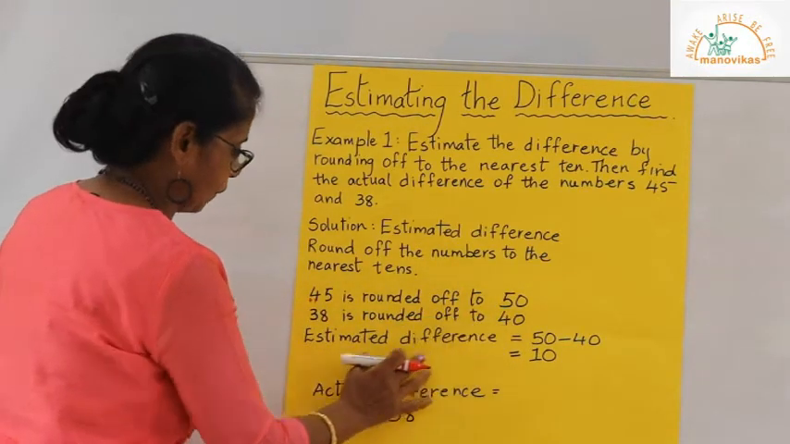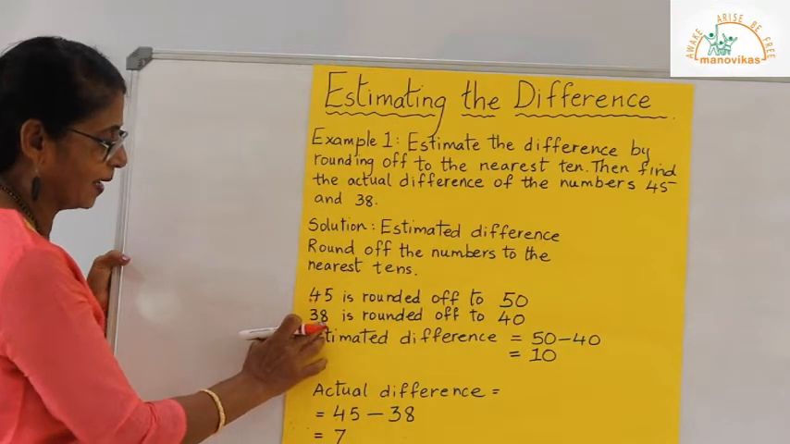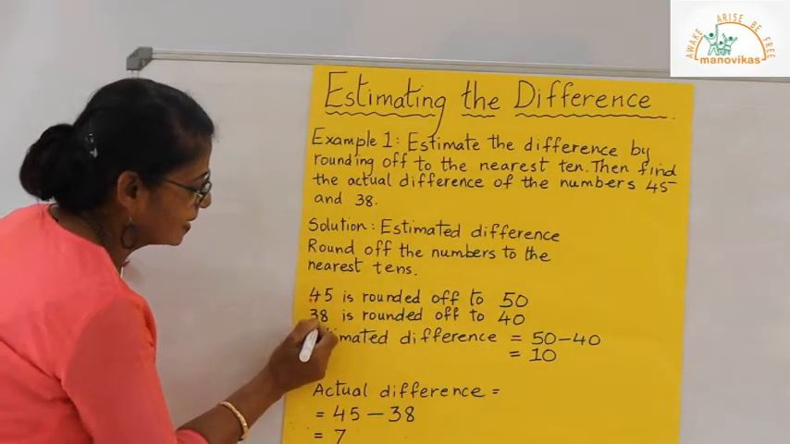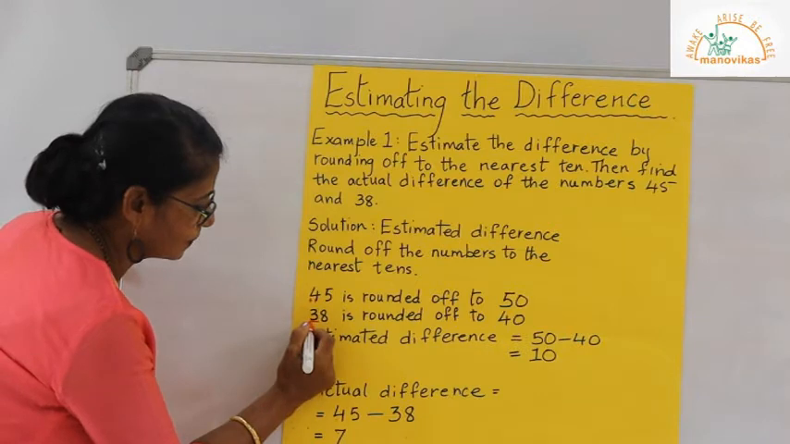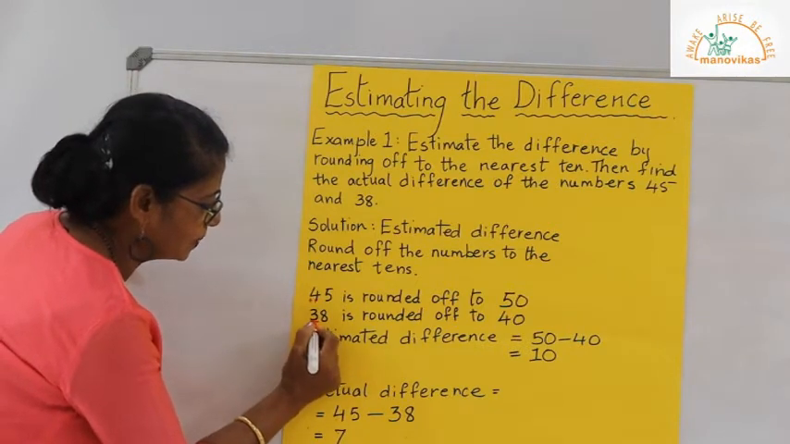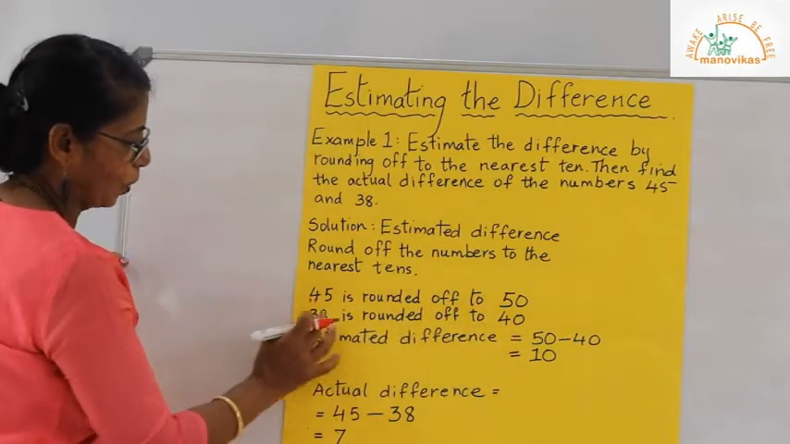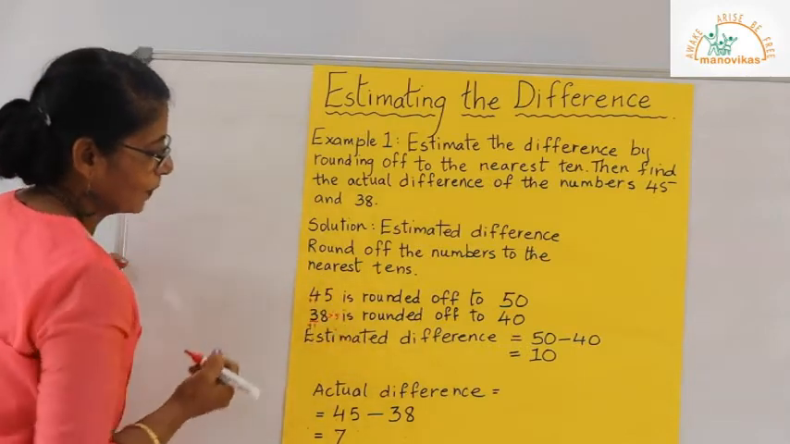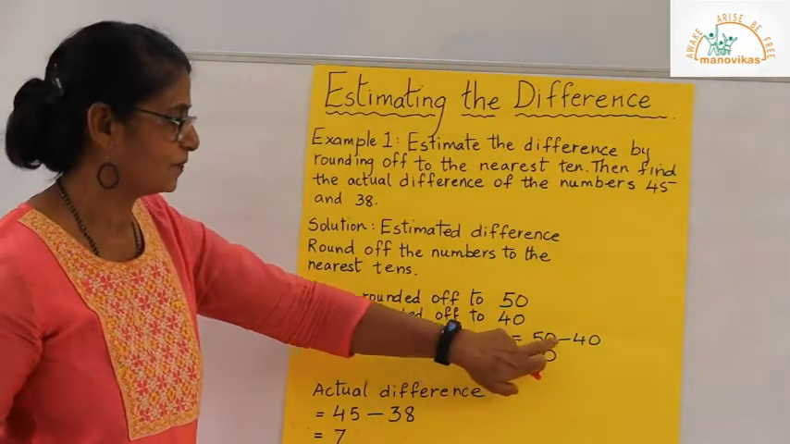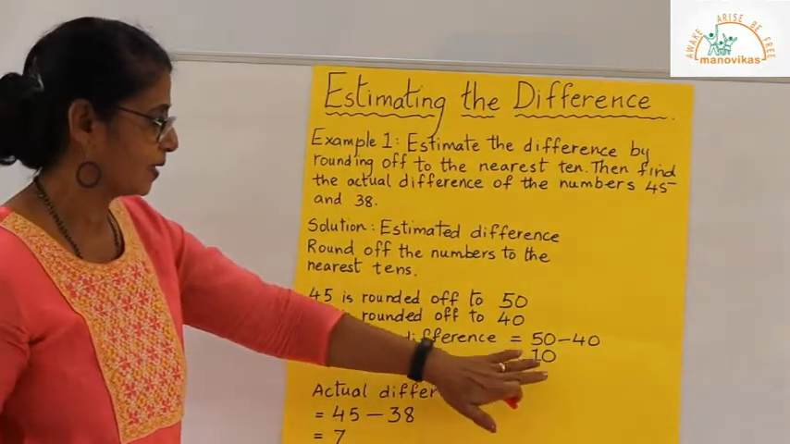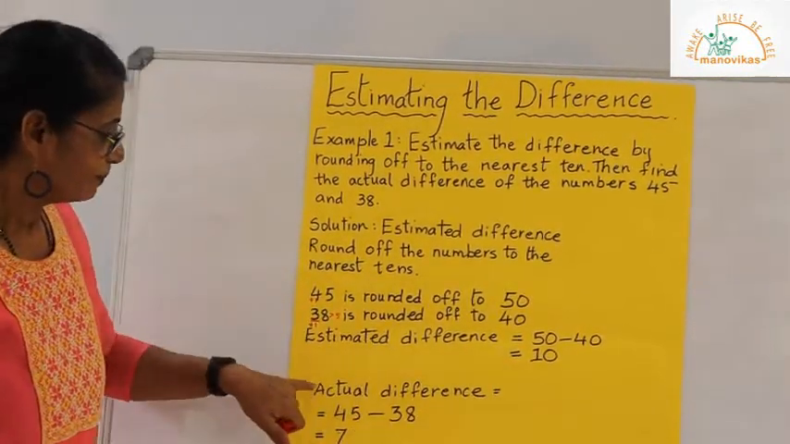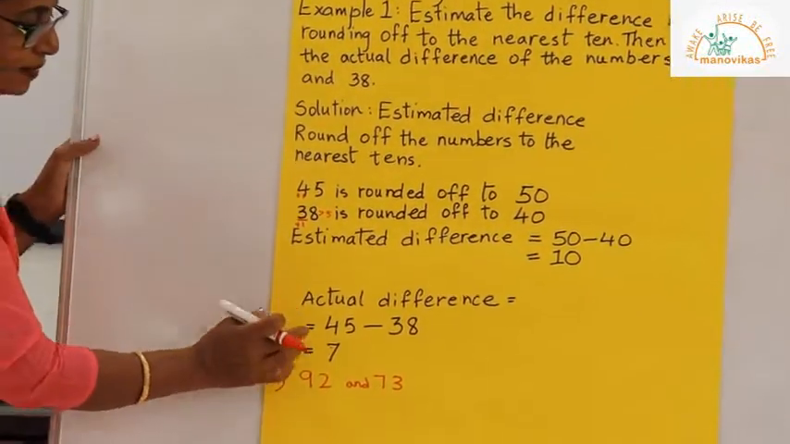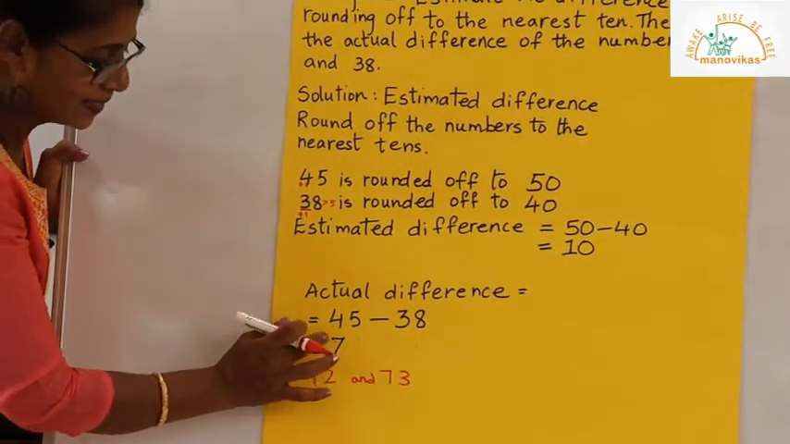38 is rounded off to 40 because 8 in the ones place is a bigger number and we are going to the nearest 10. So in the tens place, you add 1 to number 3 and we get 40, because 8 is bigger than 5. So the estimated difference is 50 minus 40, and you get the difference as 10. But the actual difference, when you minus 45 by 38 in our traditional method, we will get number 7.